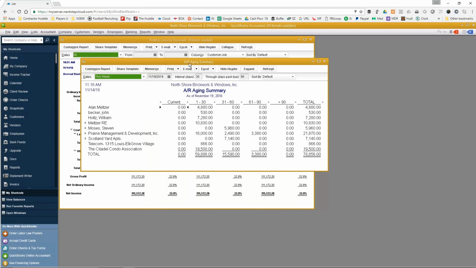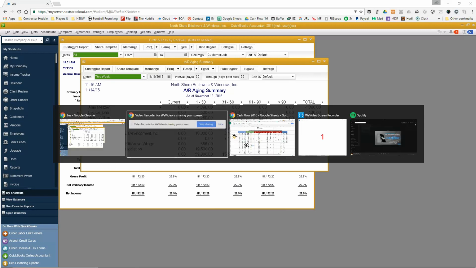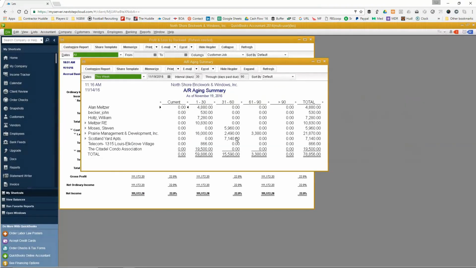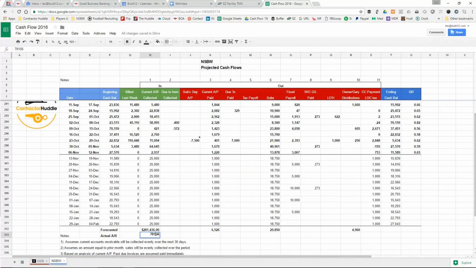But now my accounts receivable aging summary. So I'm going to come here and it says I am owed $78,856. So I'm going to come back to my report and it says actual AR down here. So I'm going to put in here 78,856. Here's why this is important.